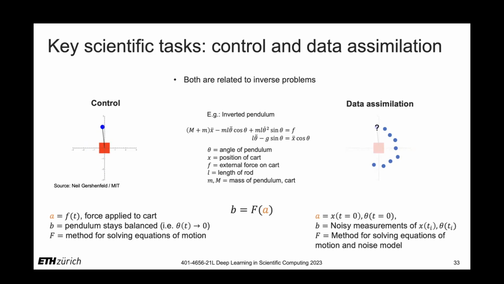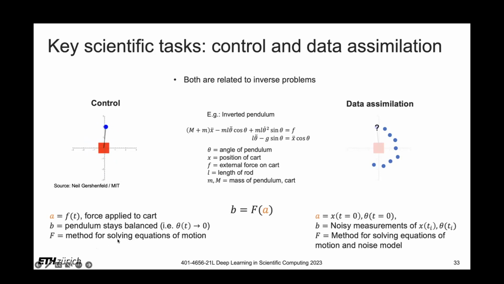So how do we choose F here, which is our force, F of T, so that the pendulum stays balanced, so that as T gets large, theta just tends to zero or stays at zero. You could frame that as an inverse problem where you're trying to figure out what F of T is given my desired observation of the system, which is that it stays balanced. And then F is, again, a method for solving our equations.